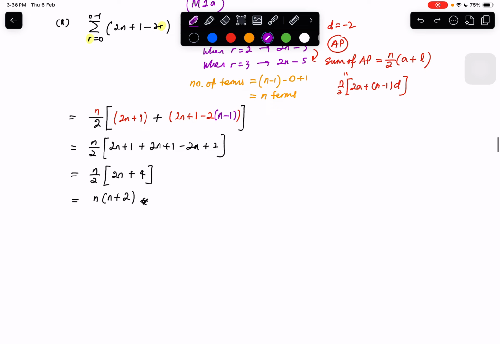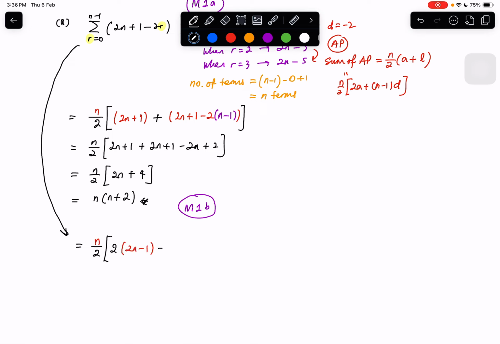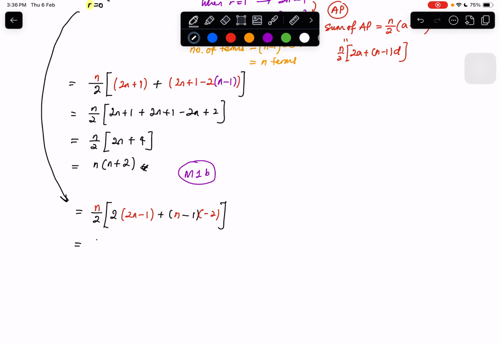This one is also a bit hideous, so bear with me. Method 1b would be: this equals n terms divided by 2, so 2 times the first term, 2n minus 1, plus n minus 1 with n terms. Be careful, the common difference is negative 2. You can make use of this also. So this would be n over 2, 4n minus 2, minus 2n plus 2.